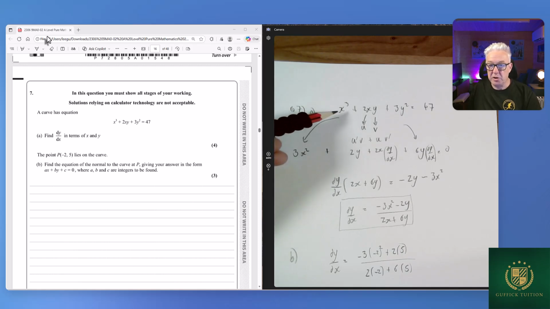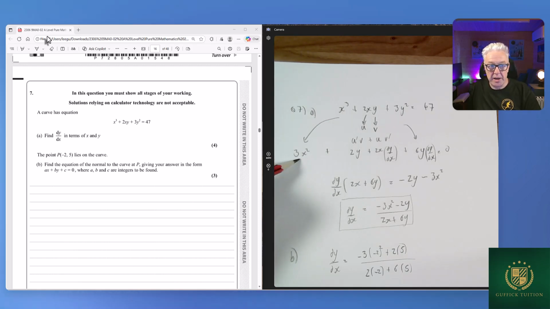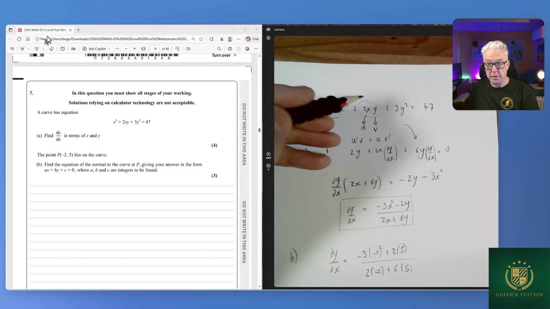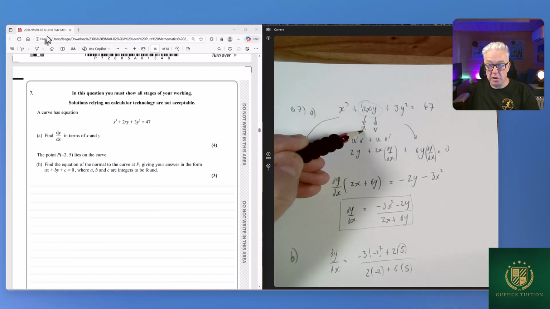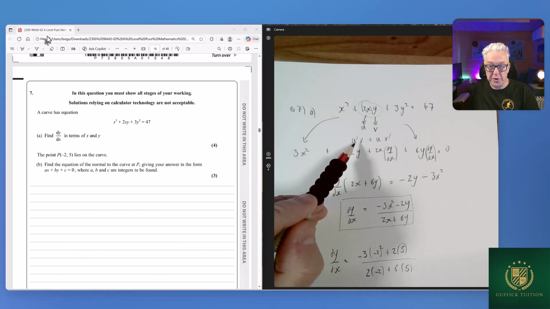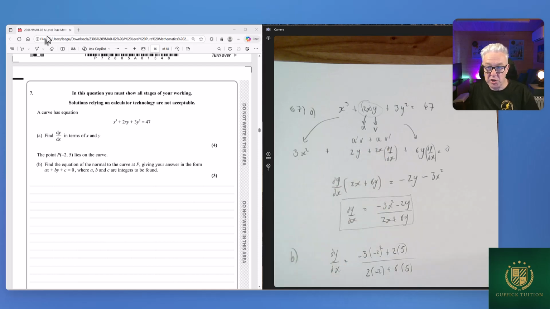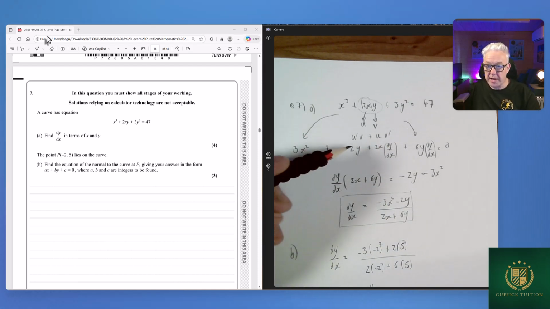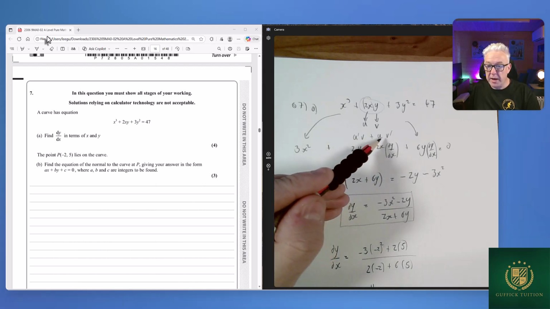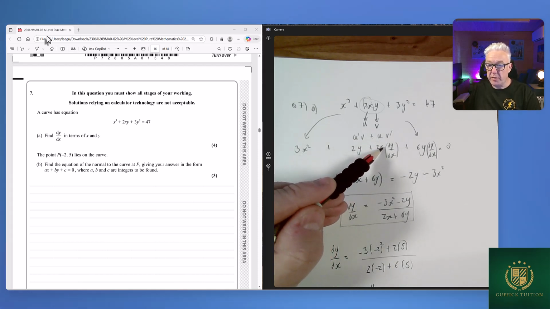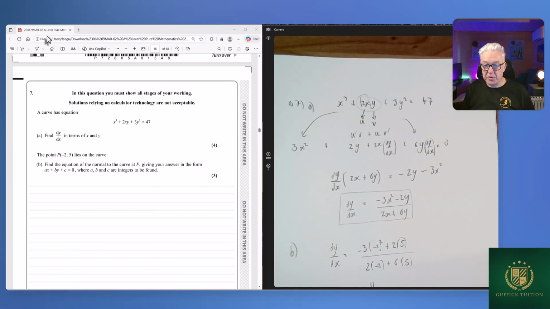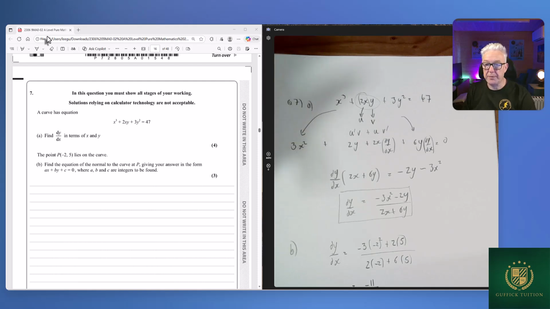First of all, x cubed is just going to go to 3x squared. We've got 2xy. Now remember that's a product, so I've called the 2x u, and I've called the y v. For the product rule, it's u dash v add u v dashed. u dashed is 2, so 2 times y, and then u v dashed is 2x times, when you differentiate y implicitly, dy by dx.